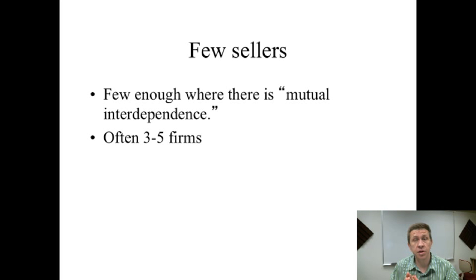Same thing if Toyota comes up with a great new car or a great new feature on their cars, that's going to affect the other cars. Or if they decide to lower their price, right, that's going to affect the other firms in the market. Often 3 to 5 firms, it can be 2. In game theory, actually, we study duopolies. So it can be 2 firms, could be more than 5, but not much more, right? We don't have many firms.